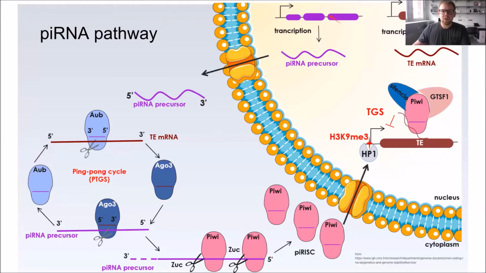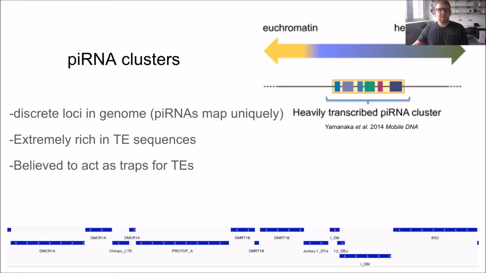And let's focus on these piRNA precursors that originate from certain loci that are the source loci for the piRNAs. These source loci are also called piRNA clusters, as they frequently contain many different fragments of TEs that can give rise to different piRNAs. And these piRNA clusters are located between the euchromatin and the heterochromatin, and they are believed to act as traps since they produce most of the piRNAs.